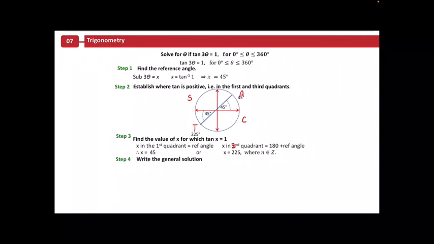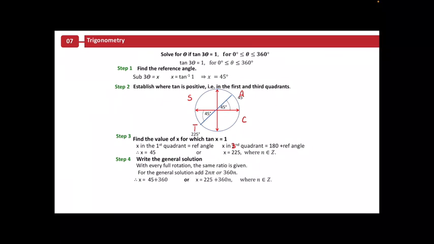Now, step 4. We need to write a general solution. A general solution is a way in which we can find all of the angles between 0 and 360 degrees that give us a tan value of plus 1. This means for every rotation, that means every single time that we go around the circle, we're adding on 360 degrees. And we arrive at the same point. For your general solution, we add 2n pi, or 360n, to our angles. The n is the number of times we add on 360 degrees, or 2 pi, i.e. the number of times we loop around the circle to get to the same point.